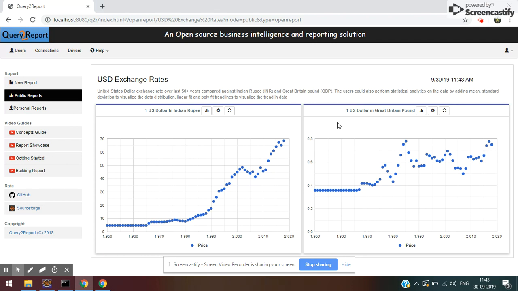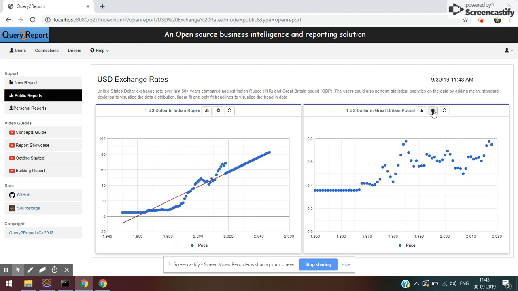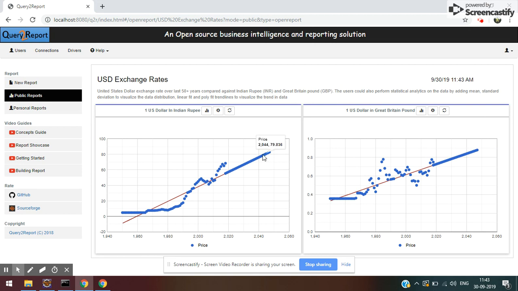Let's now plot forecast values using linear regression. We get a predicted value of 82 Indian rupees for a dollar by the year 2047, whereas the pound predicted value is 0.87 by the year 2047.